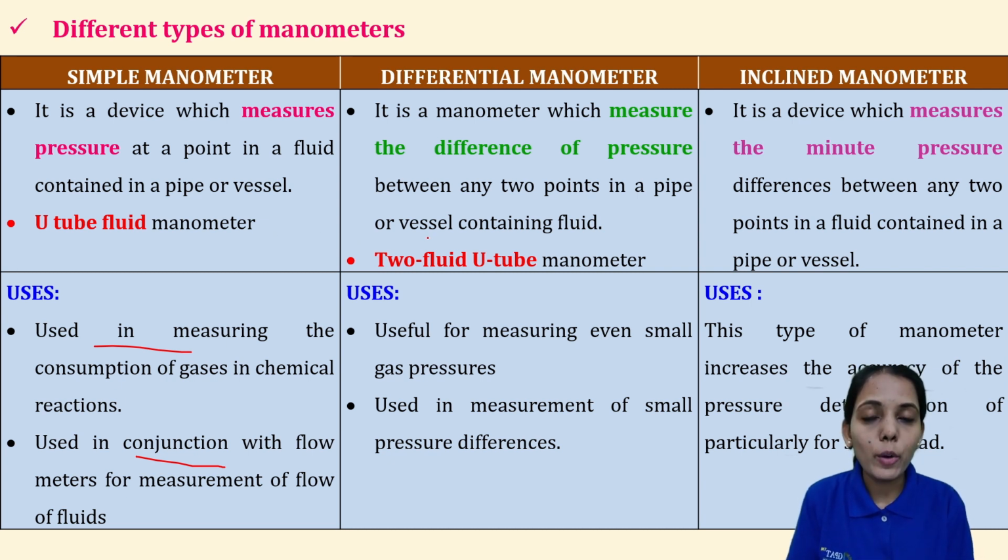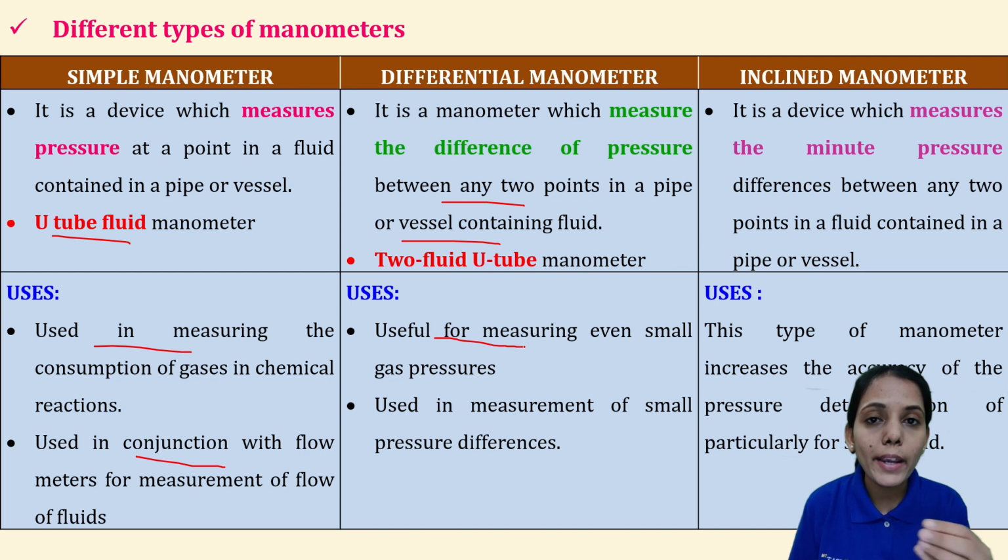Next is the differential manometer. A simple manometer means a single point; a differential manometer measures the pressure difference between two points. Here it is a U-tube fluid manometer, U-shaped, and there is also a two-fluid U-tube manometer. It measures the pressure difference across two points in a pipe or vessel which contains the fluid. It is useful for measuring even a minute pressure difference, that is, small pressure differences.